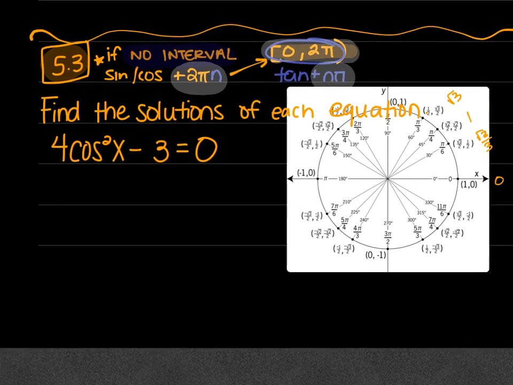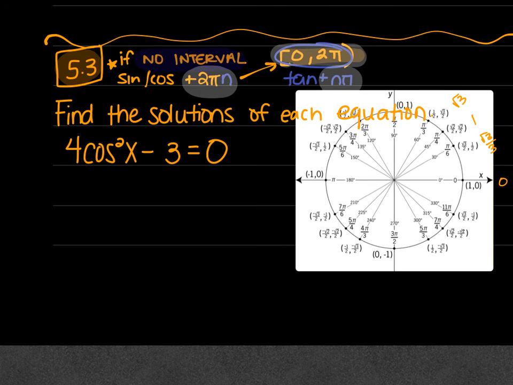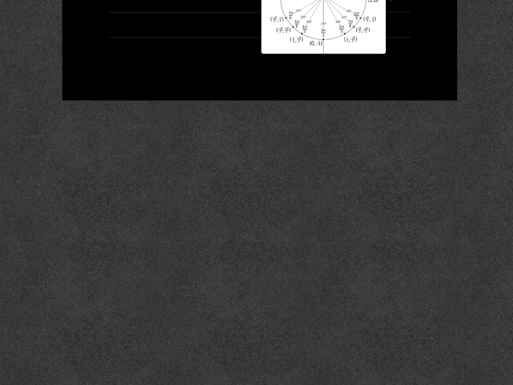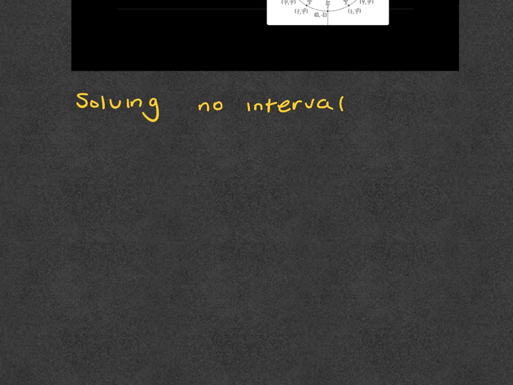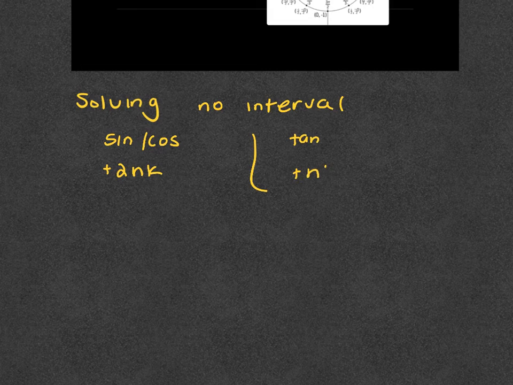5-3 came your solving. So remember that when you're solving, you're finding the solutions. There were 2 different kinds. Actually, I'm going to rewrite this down here. So there's actually 3 different kinds of solving. One, when there's no interval. And so for sine and cosine, you add the 2n pi. And for tangent, you add the n pi.